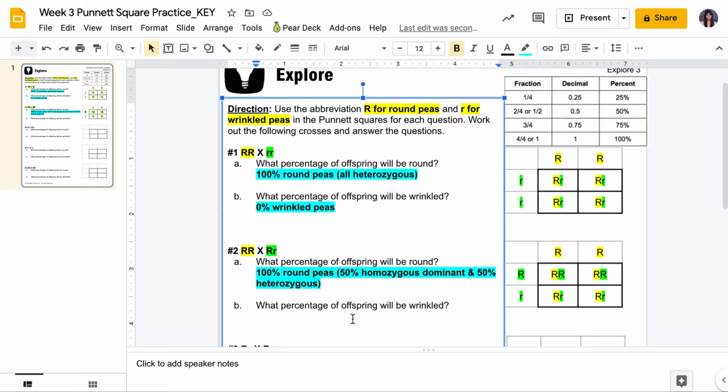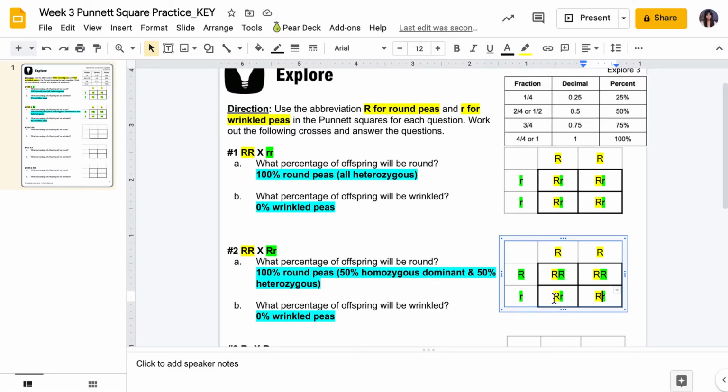How about percentage of wrinkle peas? We won't have any. In order to have wrinkle peas, they need to have 2 recessive alleles. And in this case, they only have 1 recessive allele. What that means is that the dominant allele will overpower the recessive allele, so we would not see the recessive allele at all.